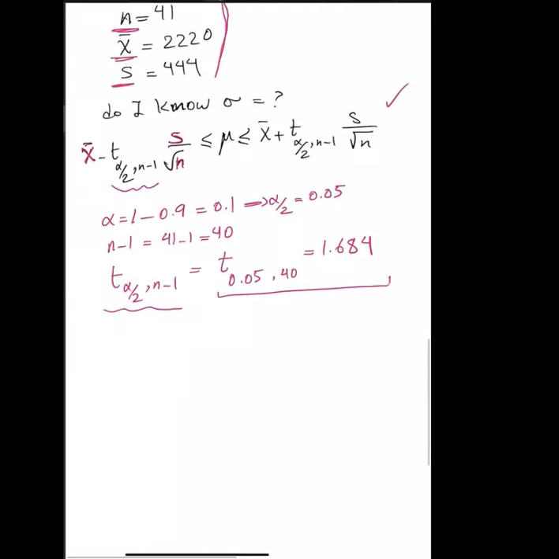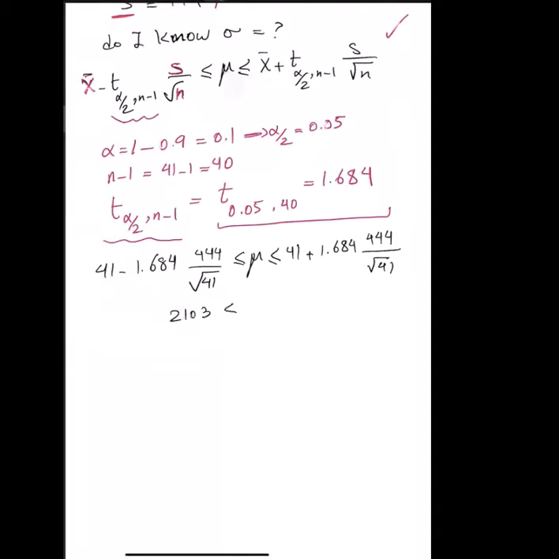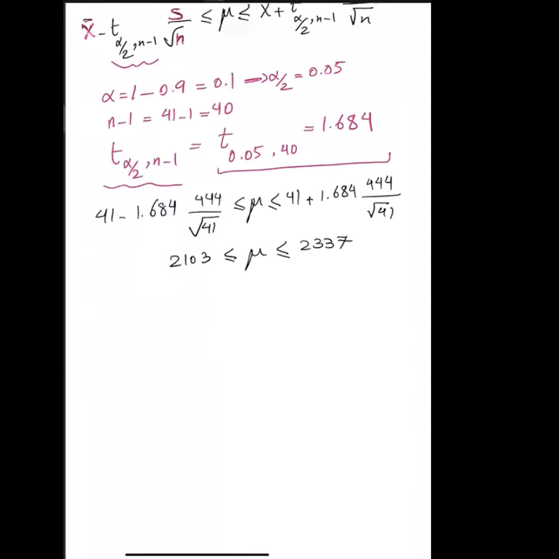Okay. X bar, then here I have 41 minus 1.684 times S, and when we do the calculations, this is going to be 2103, 2337. Okay, so that's my two-sided confidence interval.